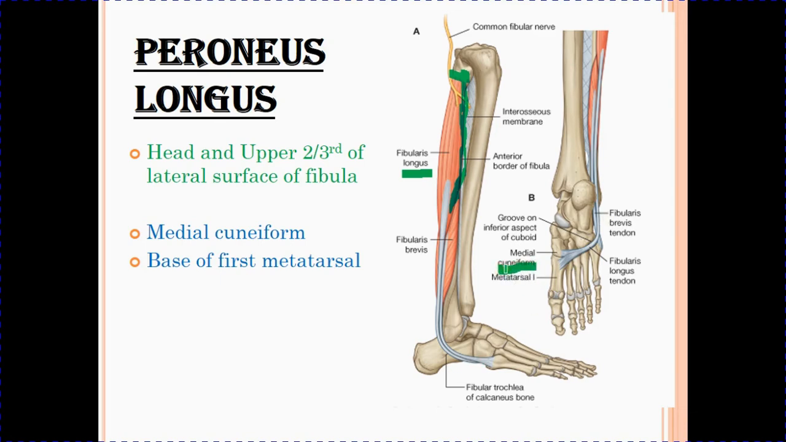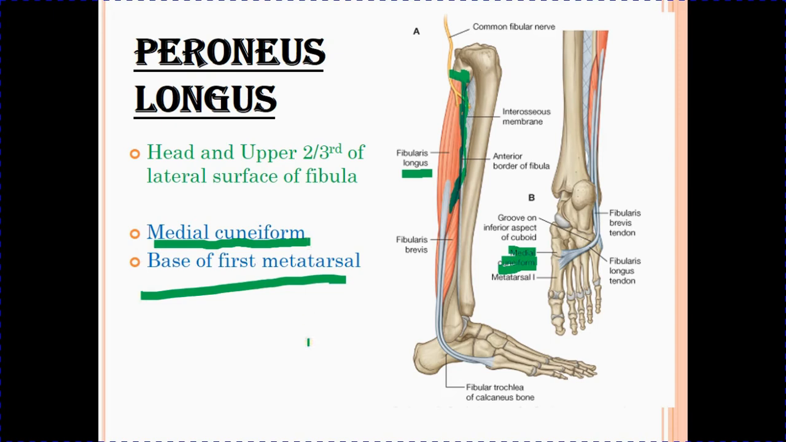Its insertion is a little tricky. You see, this is a lateral muscle, right? It is crossing the undersurface of the foot to reach the medial surface of the foot, and it gets inserted into the medial cuneiform and the first metatarsal. Medial cuneiform and the first metatarsal.